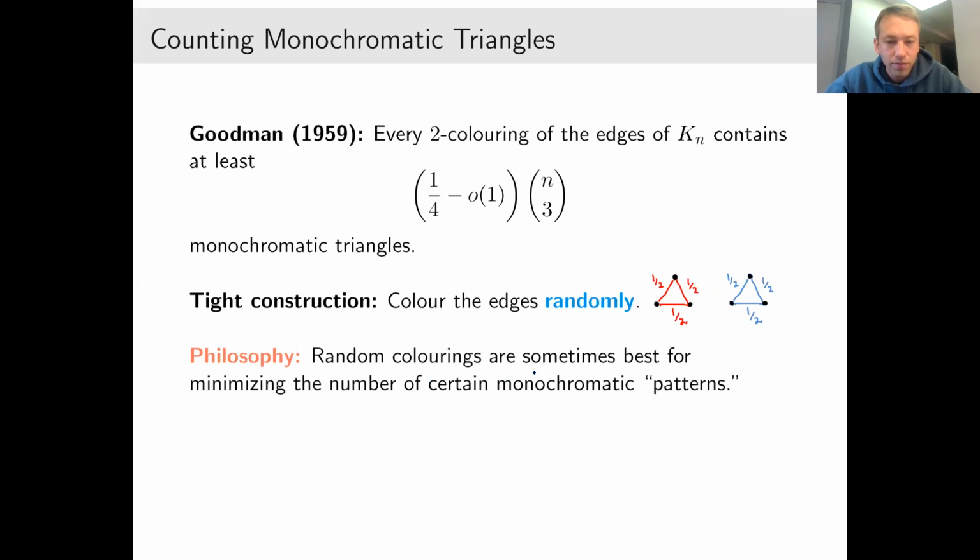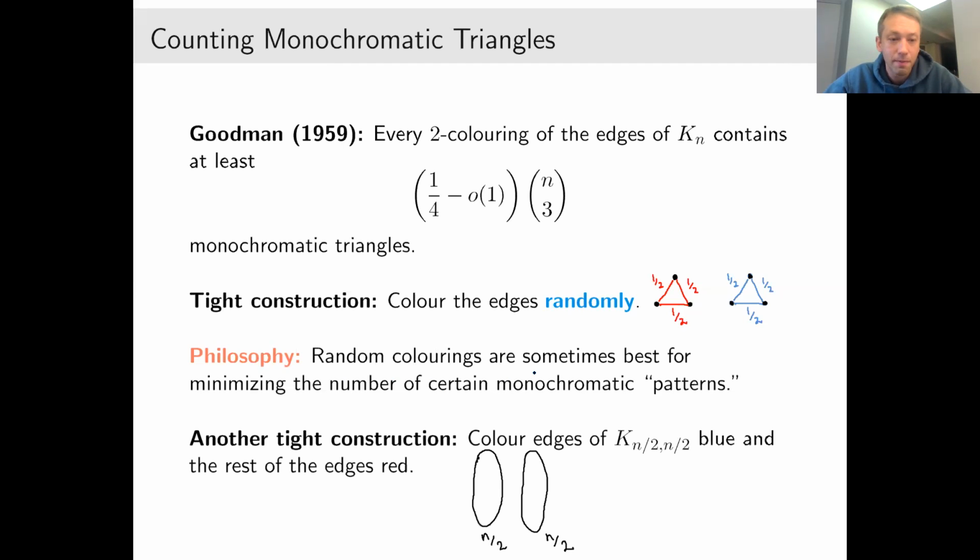But I want to caution you here that this random coloring is not the only type of tight example. There's another nice tight construction that you get by just taking your vertices, splitting them into 2 equal size parts, so 2 sets of size n over 2, let's just assume n is even, coloring all of the edges between the parts with blue, and then coloring all of the edges inside of each part with red.